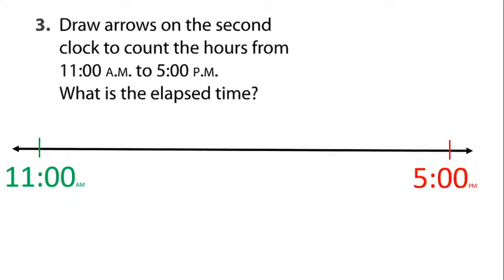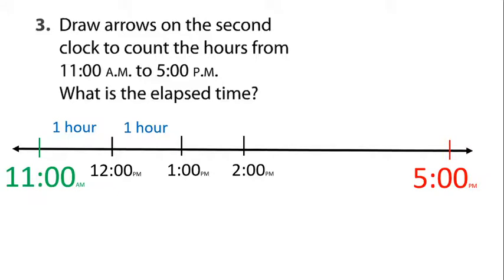From 11 o'clock a.m. to 12 o'clock p.m., 1 hour has passed. From 12 o'clock p.m. to 1 o'clock p.m., another hour has passed. From 1 o'clock p.m. to 2 o'clock p.m., a third hour has passed. From 2 o'clock p.m. to 3 o'clock p.m., another hour has passed. From 3 o'clock p.m. to 4 o'clock p.m., 1 hour has passed.